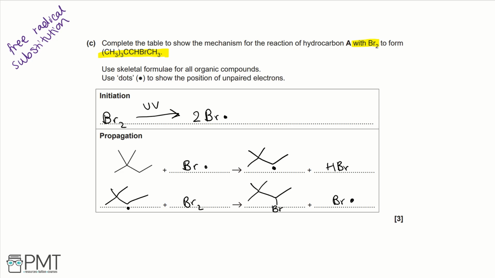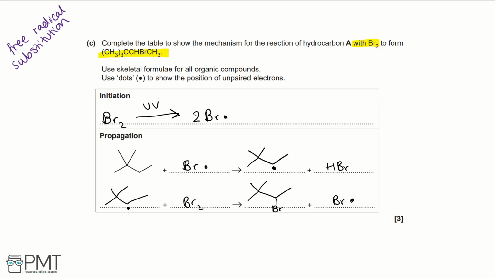Termination, all it is when you add 2 radicals together. So that could be 2 bromine radicals and you'd form bromine again. You could form a bromine and this radical, so you would form your product again. Or you can take 2 of these hydrocarbon radicals and then you just make a very long hydrocarbon chain. But that's all that termination is. But this question does not ask you for termination, only initiation and propagation.